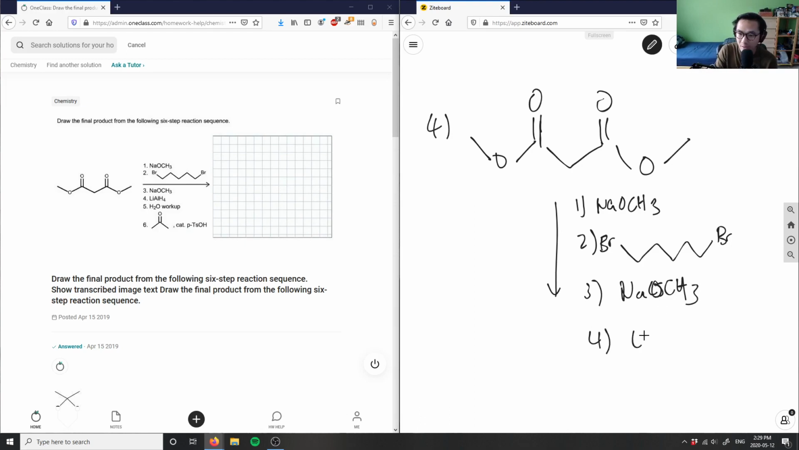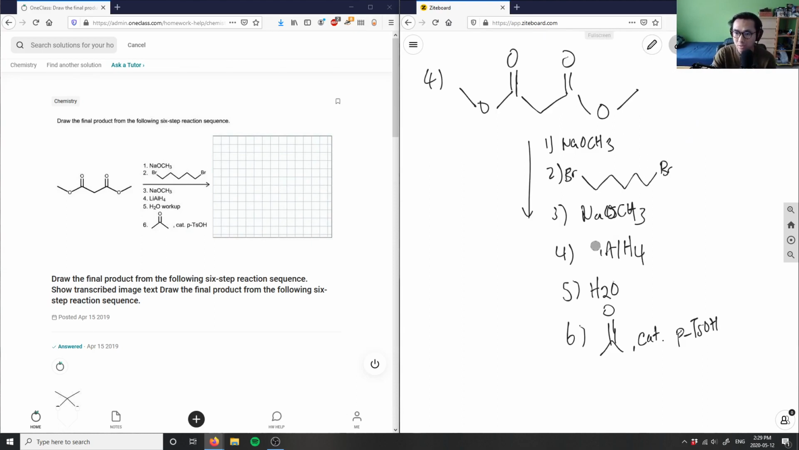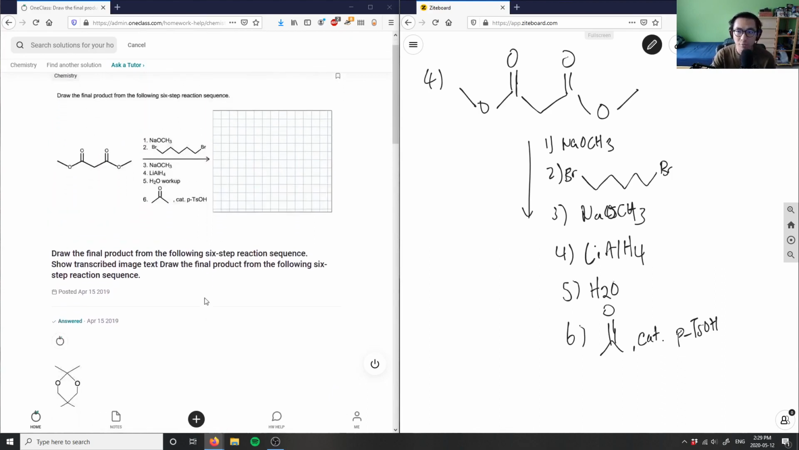Step 4 would be a lithium aluminum hydride reduction, then water, and then some type of ketone with a tosyl group as our catalyst. So we have a lot of steps here, and we have to break this down. For the sake of time, I might just look at the solution to verify that it exists, and then work our way back. The solution they provided doesn't include a specific analysis, so let's work this out.